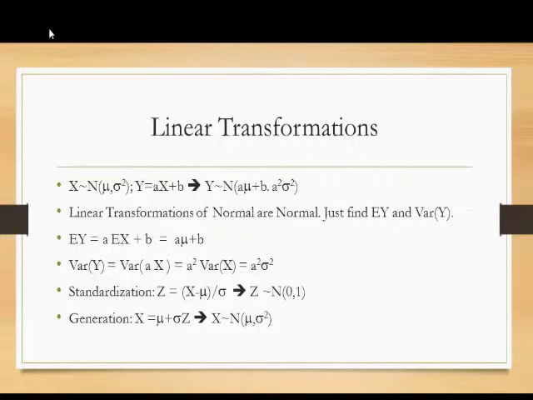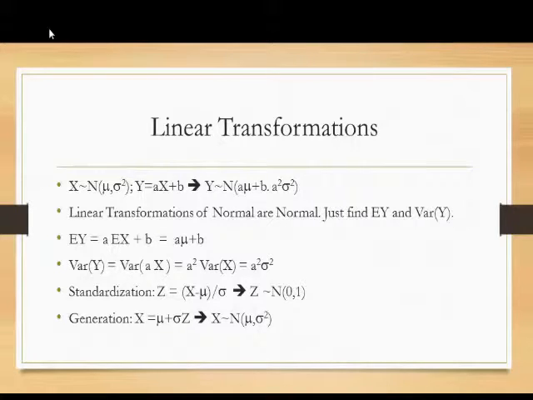The next thing is to calculate the variance. Now the variance of y equals the variance of ax plus b. Now adding or subtracting a constant doesn't cause any change in the variance, so the b will drop out of the calculation. The variance of ax is a squared times the variance of x. That's a very important formula that you must know. And now the variance of x is known, it's sigma squared, so it's a squared sigma squared. So it follows that y is a normal distribution with mean a mu plus b and variance a squared times sigma squared. Okay?